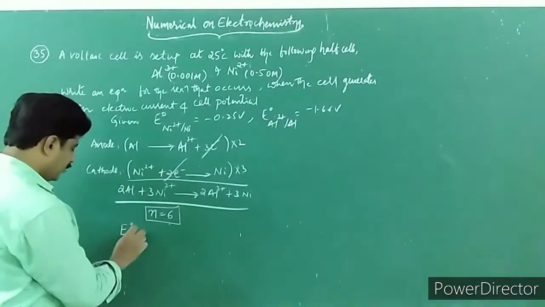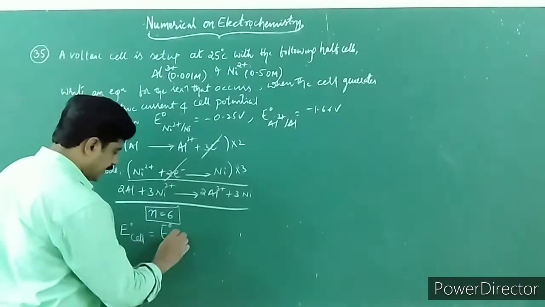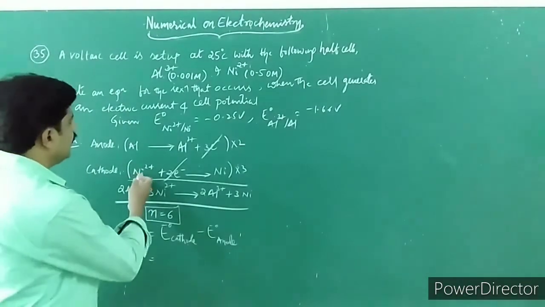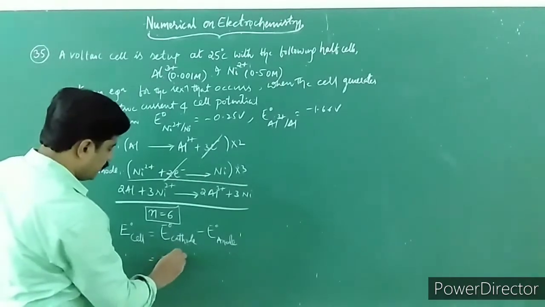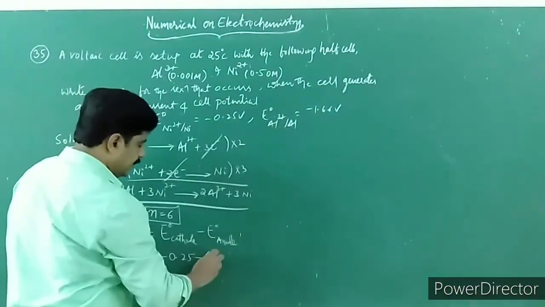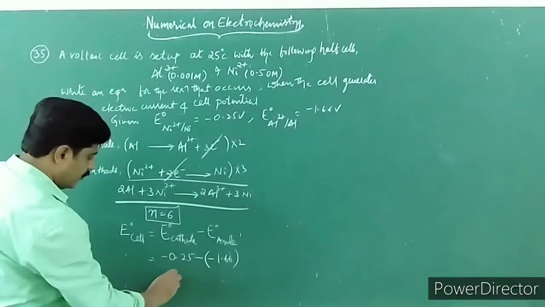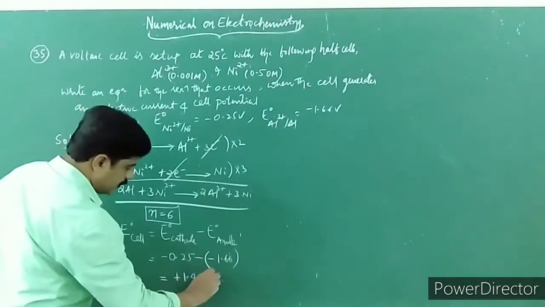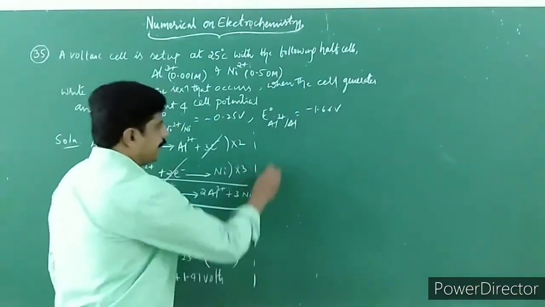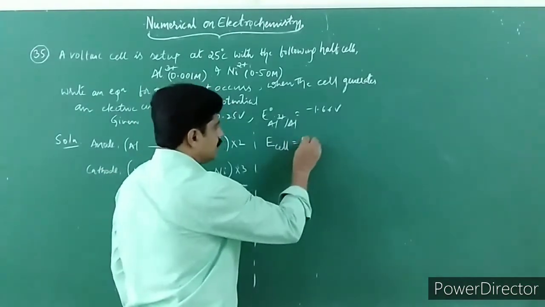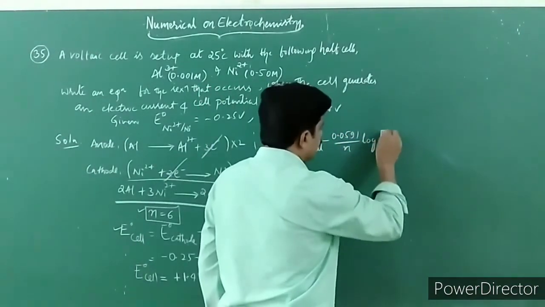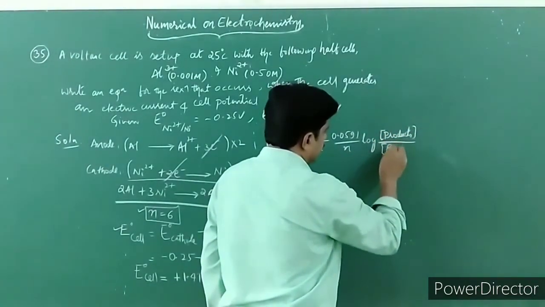Children, once you find that, I can find out E naught cell also. E naught right or cathode minus E naught left or anode. Children, E naught cathode, this is Ni2 plus bar Ni, that is equal to minus 0.25 volts, minus the anode, that is Al3 plus bar Al, minus 1.66 volts. Children, you are going to get plus 1.41 volts. So this is E naught cell. So you have calculated n and E naught. Now what is left out? Now we need to find out E cell. So with the last expression, E naught cell minus 0.0591 upon n into log of products upon the reactants.